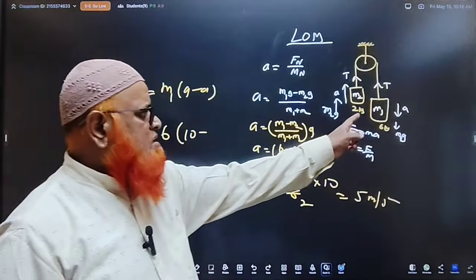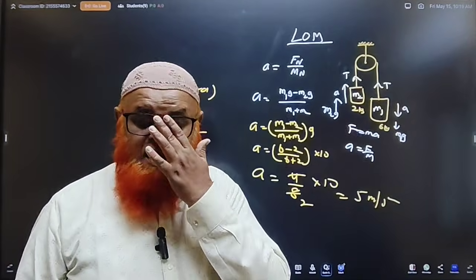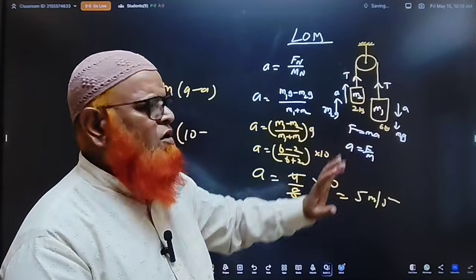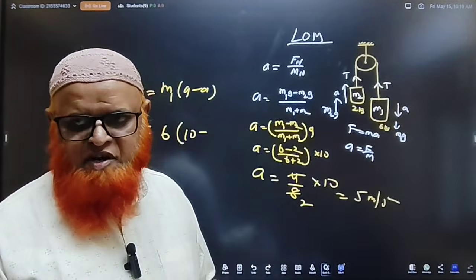See, if you want to find out the tension here, both will give the same tension. That's a wonderful thing here. That is the beauty of this physics. Without tension, you'll get the tension. That is my intention.